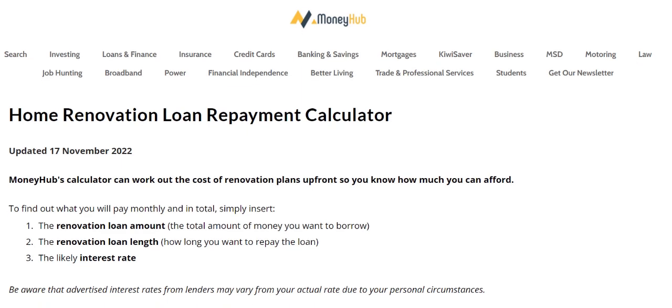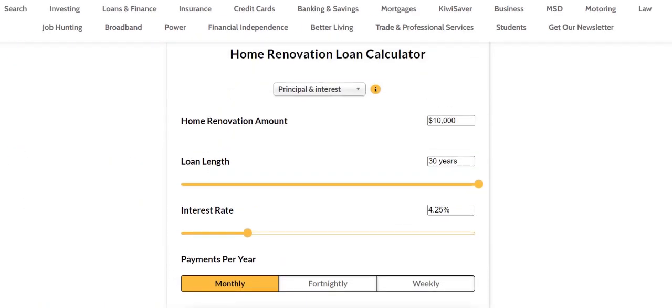What I'm going to do is show you how this calculator works so you can compare both options and work out the overall cost. First up, there are three inputs. This one won't really change because usually it's going to be a principal and interest repayment, which means that when you take out a loan, it's repaid at the same time as the interest. It's not interest only, which is the alternative. So that's the standard setting.